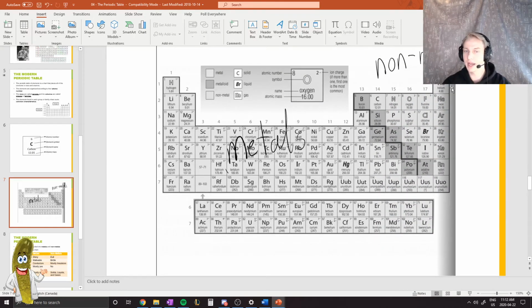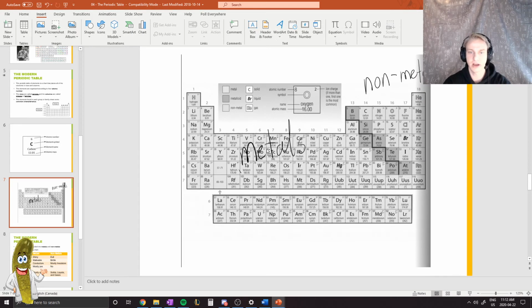But yeah, helium, again, you have experience with that coming as a gas, meaning it's not a metal. It's not something that would be typically solid. So that's how you separate the periodic table.